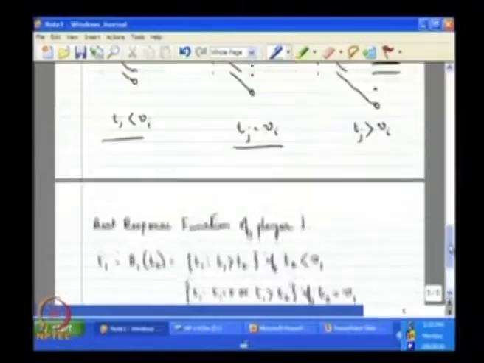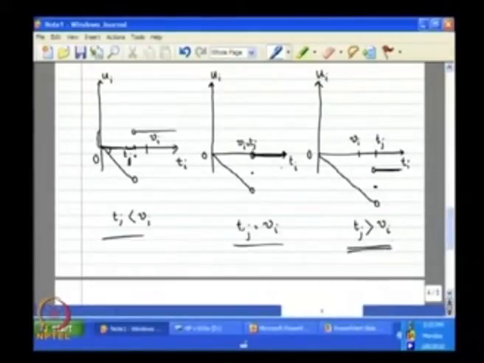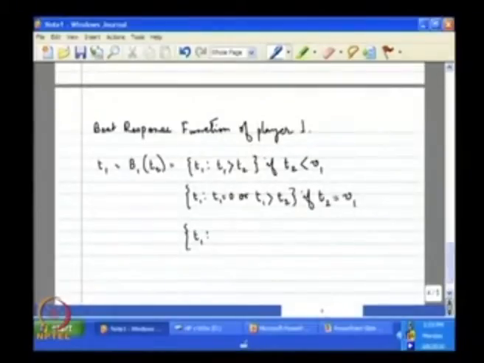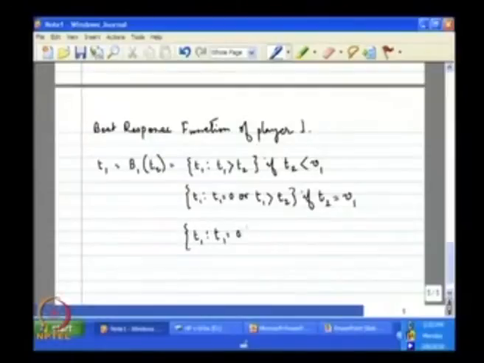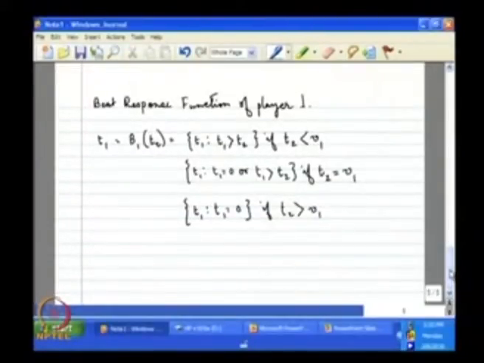And finally, if T2 is greater than V1, then I know that player 1 will choose only 0. So, T1 is equal to 0 if T2 is greater than V1. So, this is the best response function of player 1. For player 2 it will be similar. Let me just write it down.